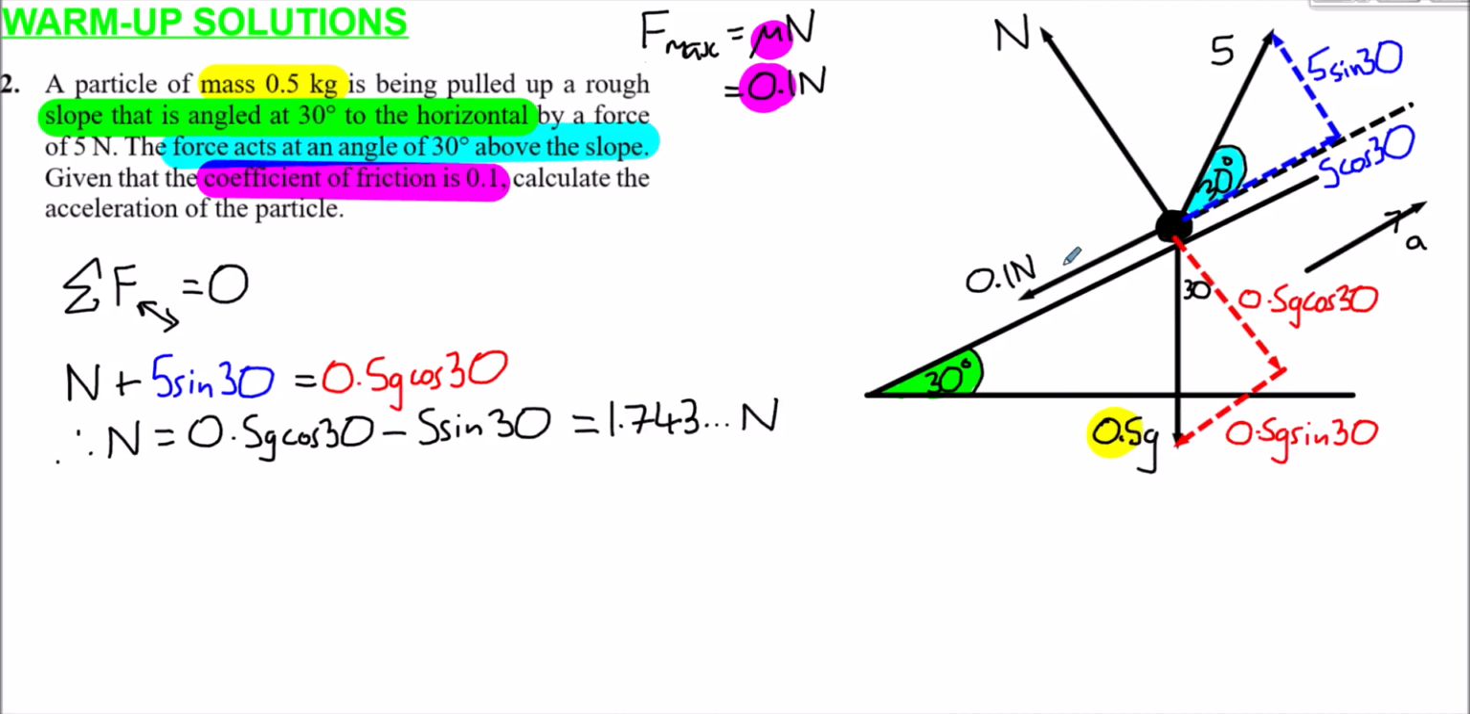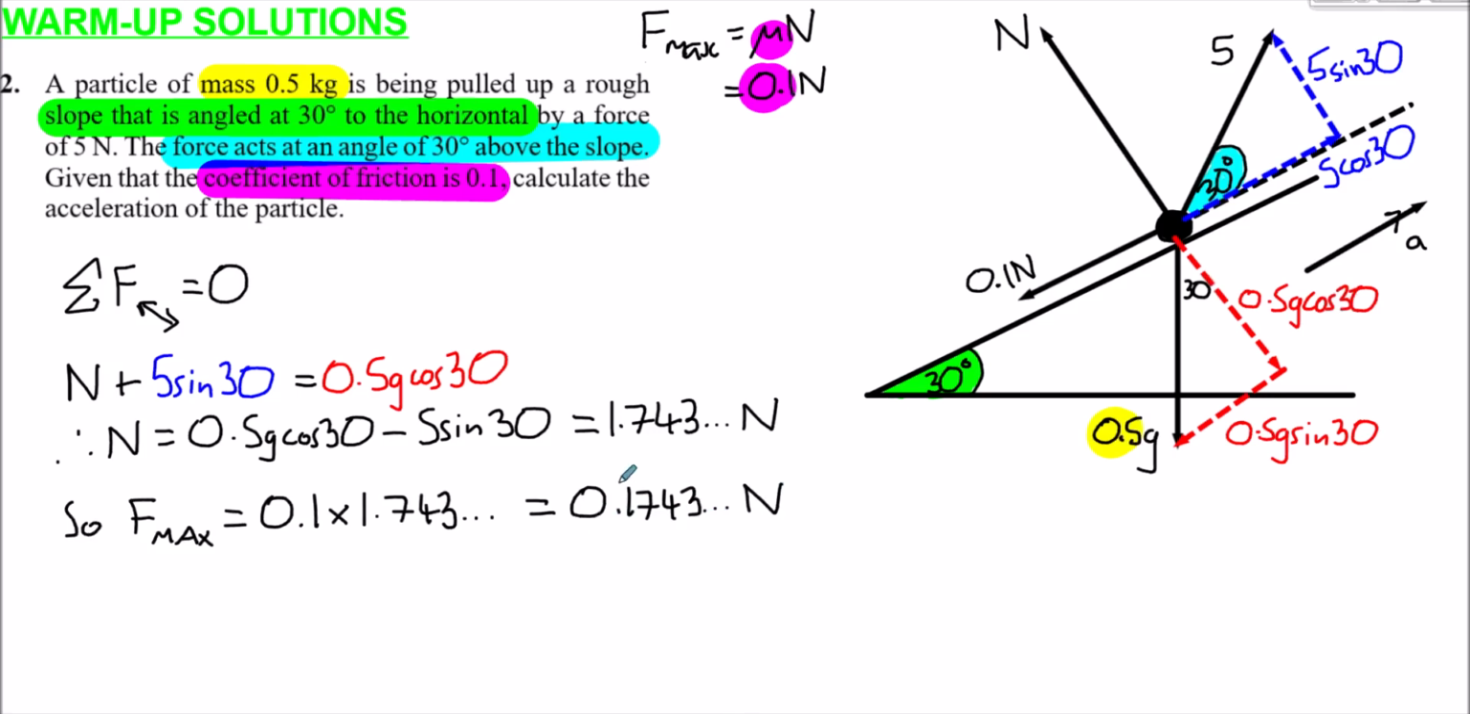From that, we can now work out Fmax. So Fmax will be mu, which is 0.1 multiplied by the normal reaction. So 0.1 times 1.743, and so on. So that'll just be 0.1743, etc. newtons. So we're getting there very slowly. Next we need to find the acceleration of the particle. So let's now consider forces acting parallel to the slope.